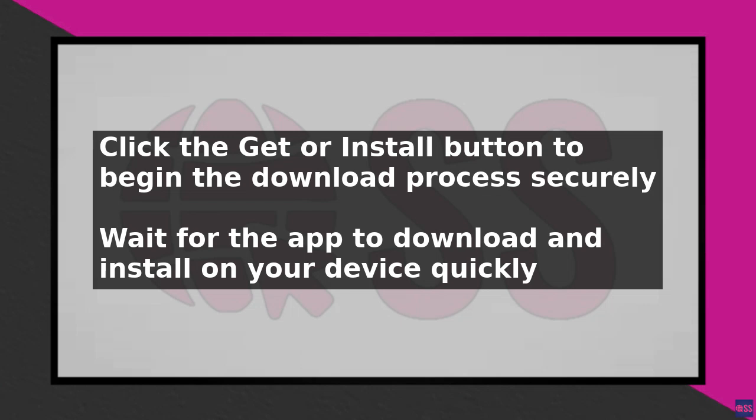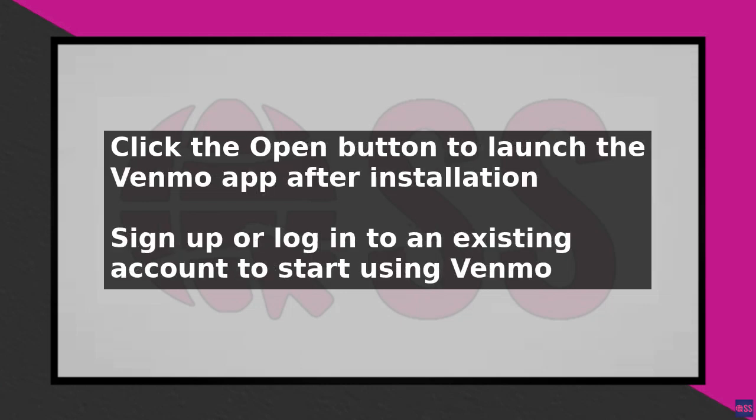You will be asked to sign up or log in to an existing account. If you are new to Venmo, select the Sign Up option and follow the prompts to create an account. You will need to provide some basic information such as your name, email address, and phone number. You will also need to link a funding source to your Venmo account, such as a bank account, credit card, or debit card. This will allow you to send and receive money using the app. Follow the prompts to link your funding source and verify your account.